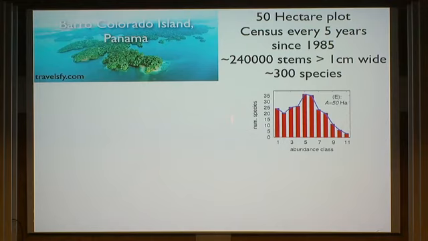These here are abundance classes. These are actually logarithmic classes. So the first one is how many species have abundance 1. The second is how many have abundance 2 or 3. Then 4 to 7, 8 to 15, 16 to 31, and such like.